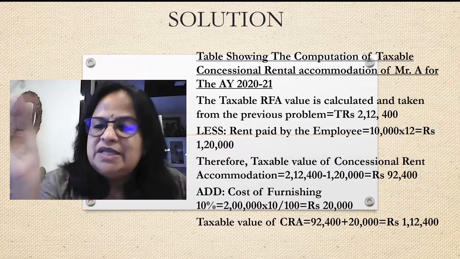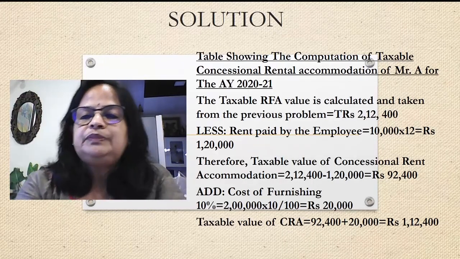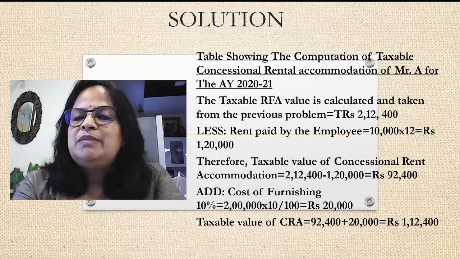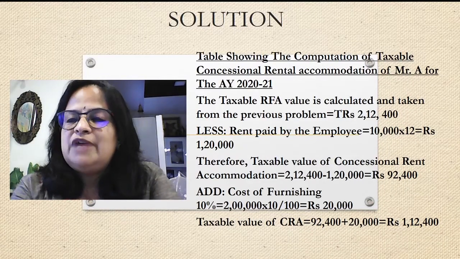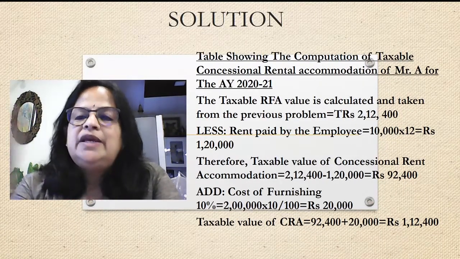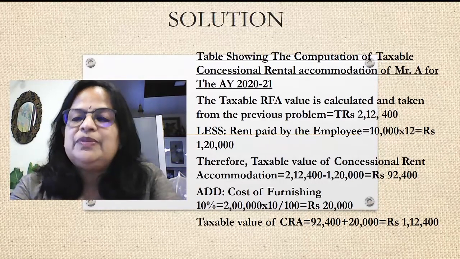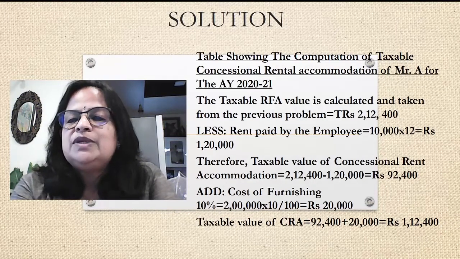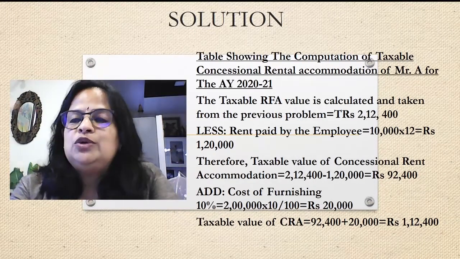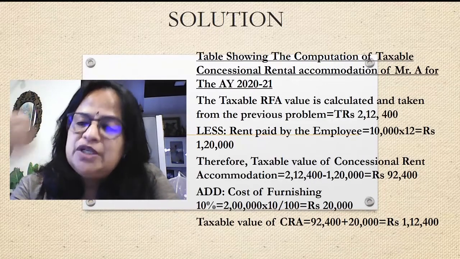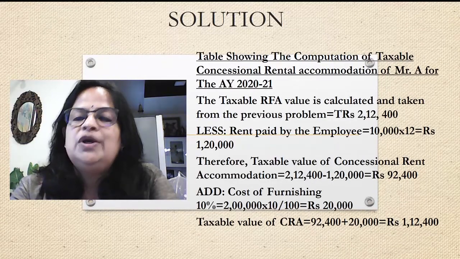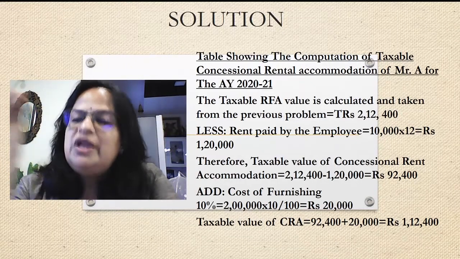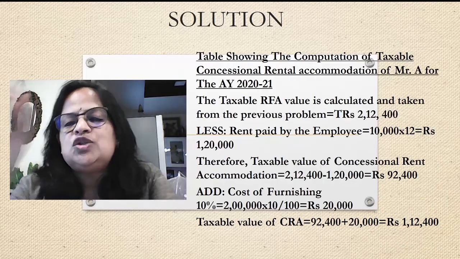1,12,400. Please remember, here 2,12,400 is the value of RFA we calculated. Here the employee is paying 10,000. Imagine the employee is paying 20,000. So 20,000 into 12 meaning 2,40,000 you will get. So it will be a negative value. 2,12,400 minus 2,40,000 will be a negative value. That meaning there is no concessional rental accommodation for the employee. Only if it's a positive value we will take. That is also very, very important.